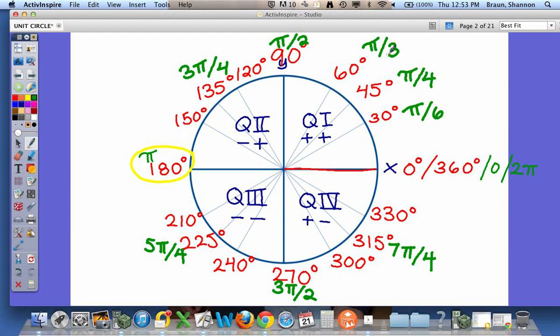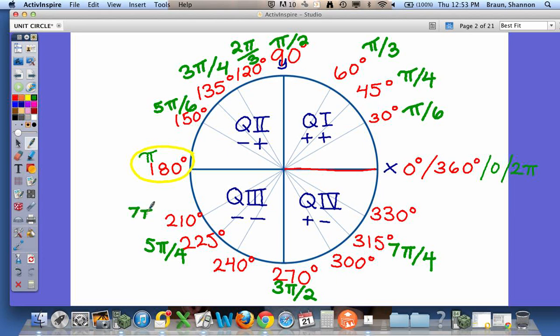Okay. Then we're at 3 pi over 6, which is pi over 2. And here we're at 4 pi over 6, which would reduce to 2 pi over 3. Okay, 5 pi over 6, which I can't reduce. So 5 pi over 6 is the same as 150 degrees. And then 6 pi over 6 would reduce to just pi, so that's right.